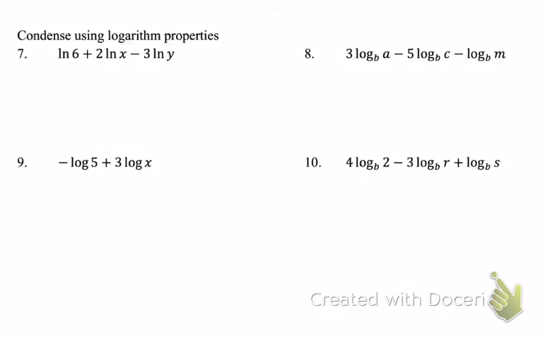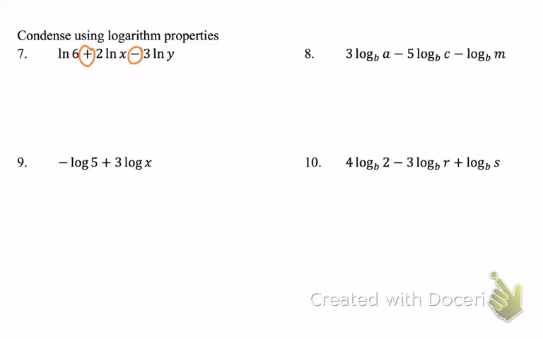Okay, so for 7 through 10, it's asking us to condense using the logarithm properties. So I'm kind of just doing the opposite of what we did before. The last time we expanded, now we're condensing. So here I have natural log, I have a plus, and then I also have a minus. But the first thing that I want to take care of is I want to do the exponent first.